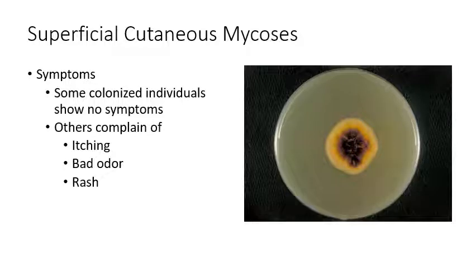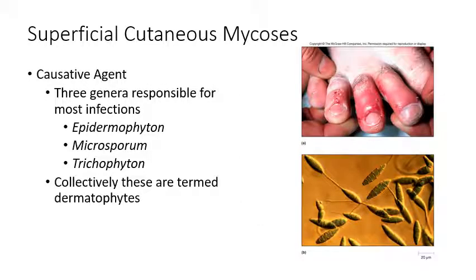Right. So symptoms of these cutaneous mycoses can be itching, dryness, maybe a little bit of a smell, and redness, just because of the overgrowth of the fungal cells. The causative agents usually belong to one of these three groups here. These three genera of fungi cause most of these superficial cutaneous mycoses, and that's Epidermophyton, Microsporum, or Trichophyton. Altogether, these are commonly referred to as dermatophytes, referring to the fungus that grows on the skin.